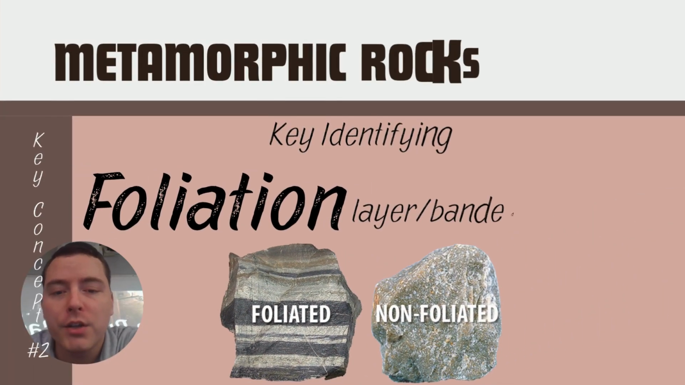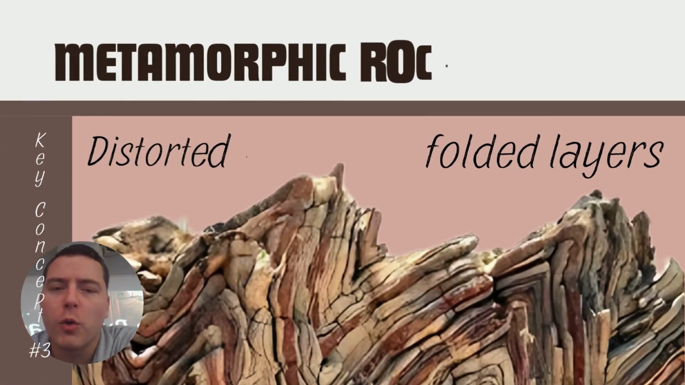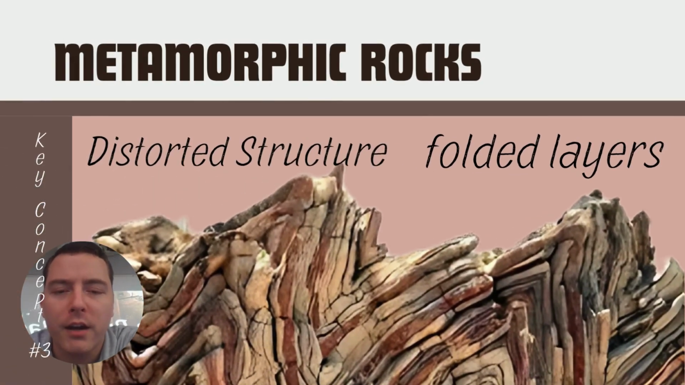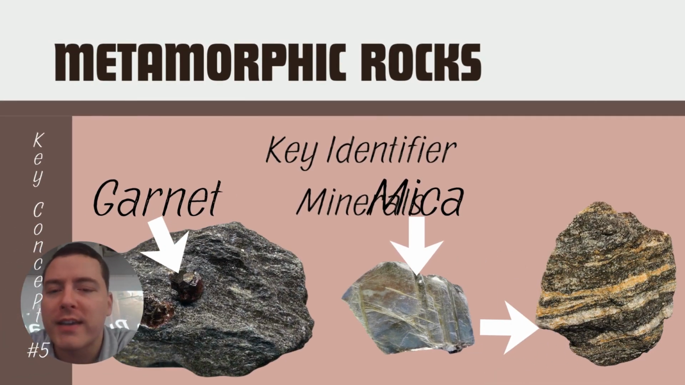There is foliation. So we have foliated or non-foliated, which is those layers or banded appearance. On the left, we see a foliated metamorphic rock. And when I see the distorted structure and folded layers like the one above here, then I know that it's a metamorphic rock. Some other key identifier minerals: if I see a garnet in it, then I know that it's a metamorphic rock.